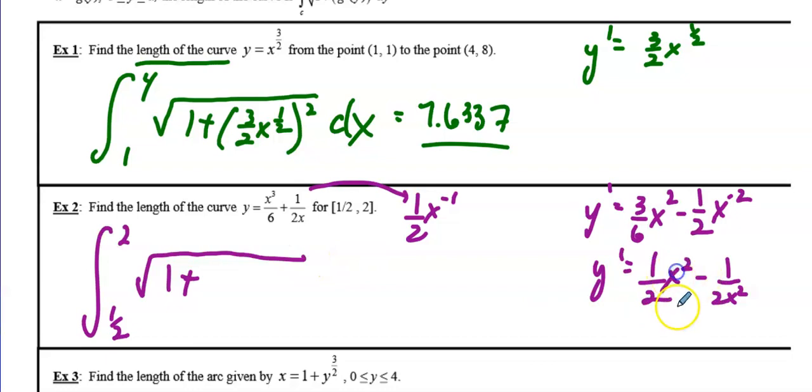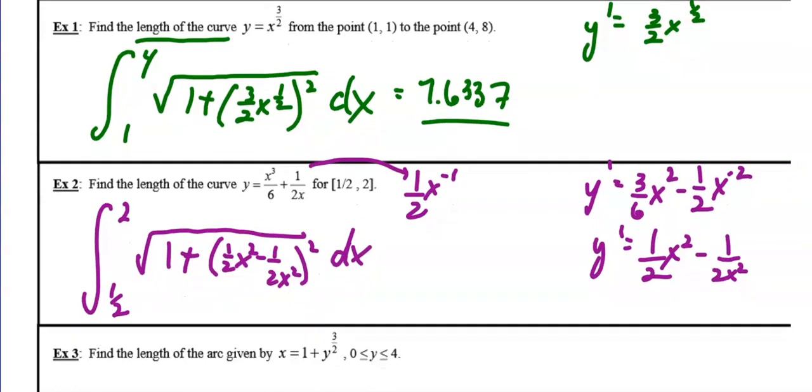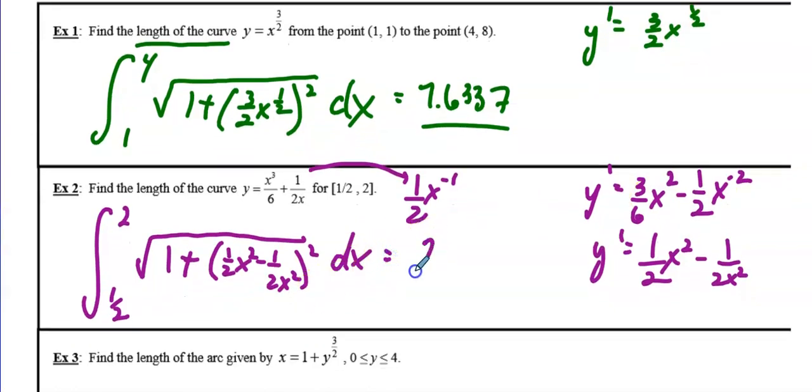Once we find that derivative, we plug it directly into our function: 1/2 x squared minus 1/(2x squared). We're going to square it, and then dx. So don't forget that when you are doing these problems, you still have to find the derivative, and you have to square it. If we plug this into our graphing calculator, we're going to get 2.0625. This is the length of this curve from x equals 1/2 to x equals 2.